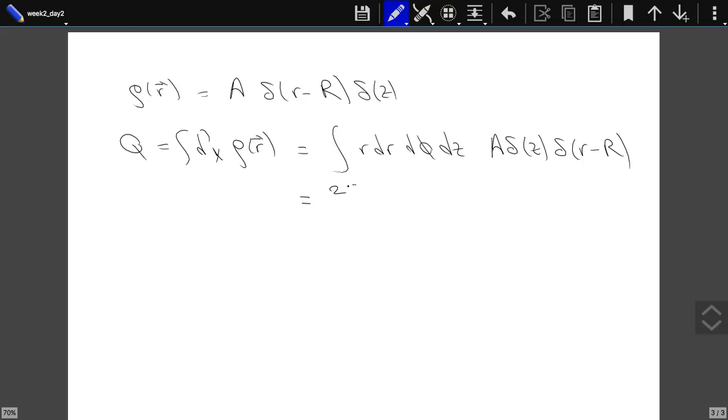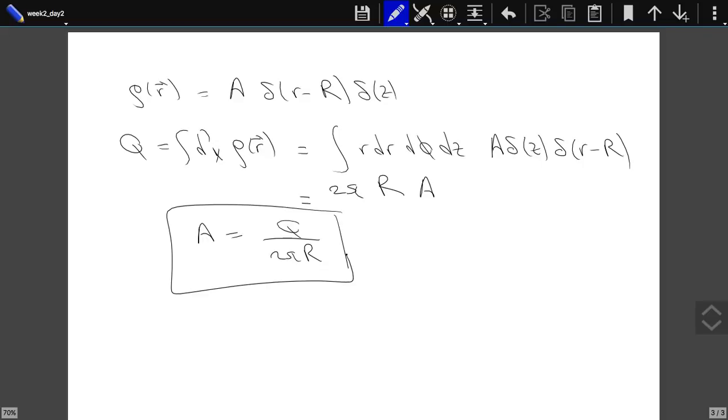So this just turns out to be 2 pi from the phi integral, capital R from the r integral, the z integral gives me 1, and times A. So A is equal to Q over 2 pi R. This is the linear charge density. 2 pi R is the circumference of my ring. Q is the total charge. So this is the charge per unit length of the ring. And now we have the charge density.